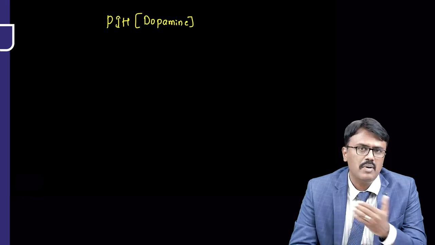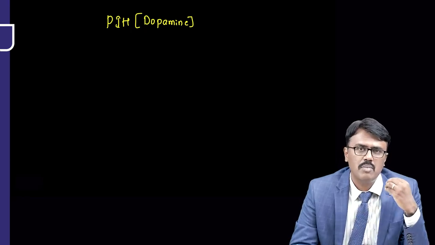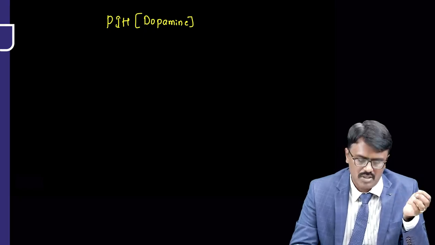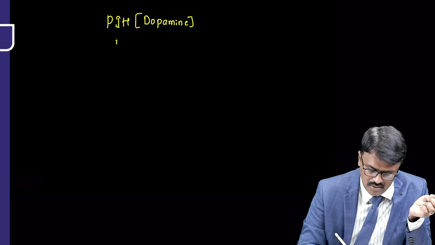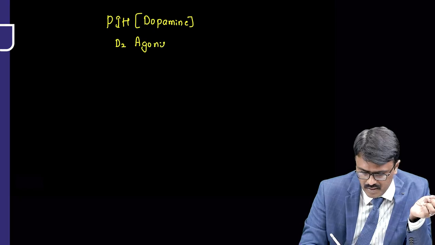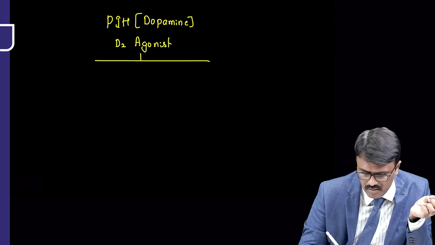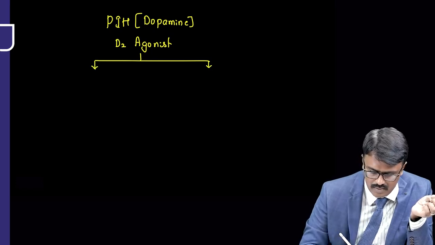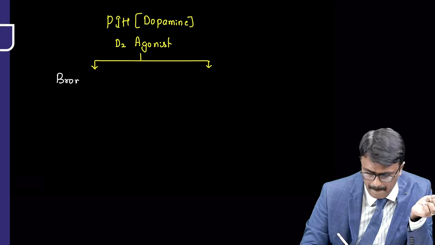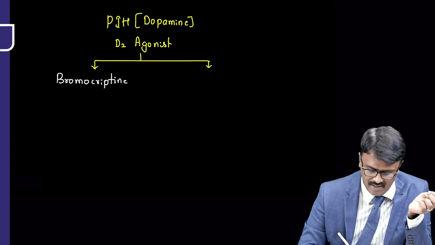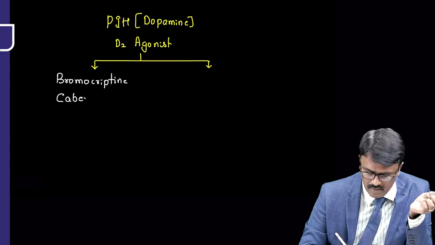So we cannot give dopamine to suppress prolactin because dopamine cannot cross the blood-brain barrier. So we use something called D2 agonist. So there are two important drugs in that category. One is called bromocriptine. So remember the name, bromocriptine. And one more drug is called cabergoline.